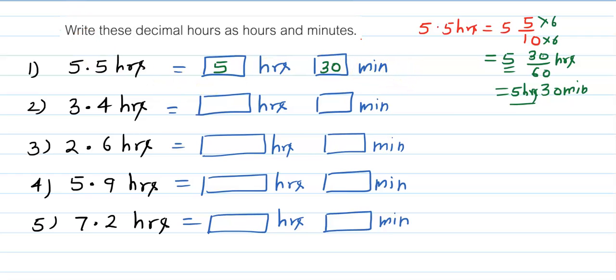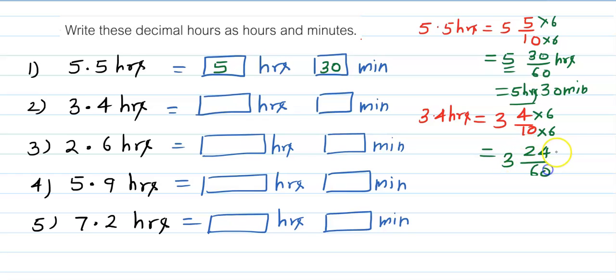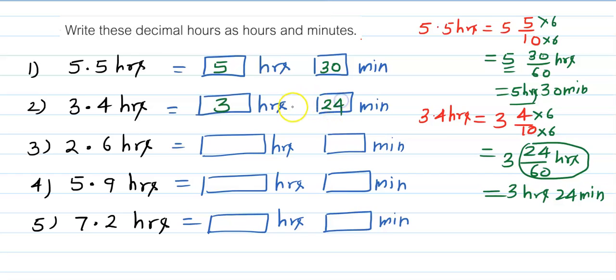If you go to the next question, 3.4 hours, it means 3 and 4 over 10 hours. Again, you times by 6 here and times by 6, so it will be 3 and 24 over 60 hours. So 24 over 60 hours means 24 minutes. So it will be 3 hours and 24 minutes.